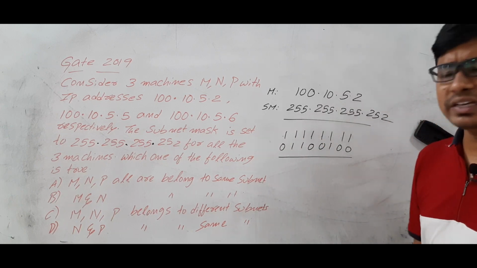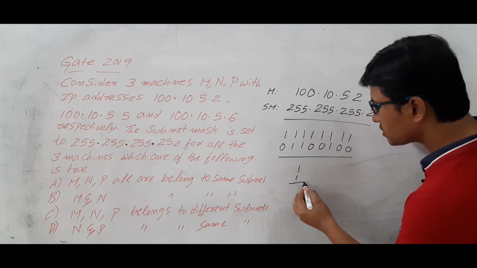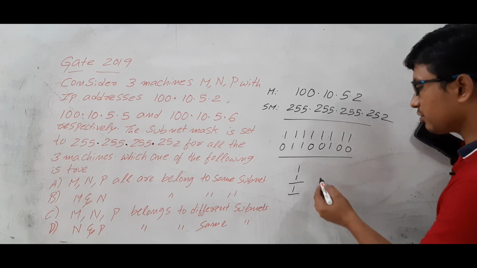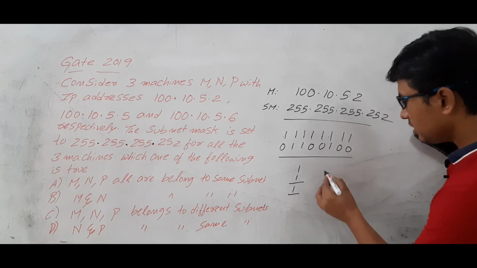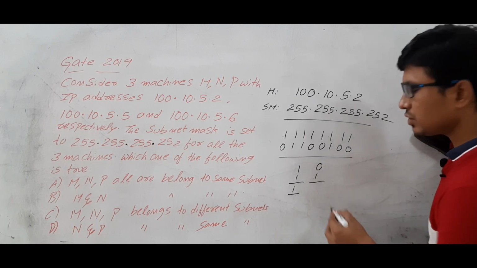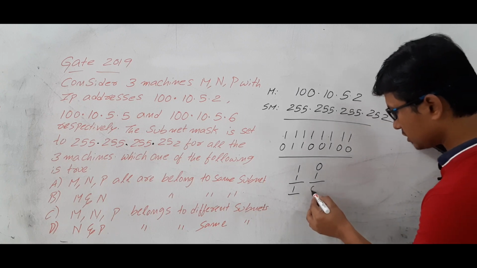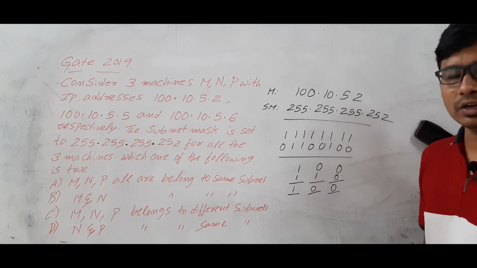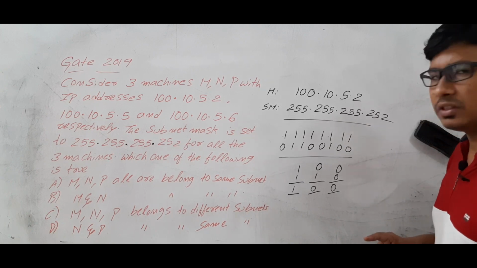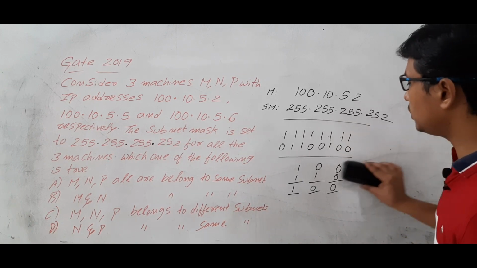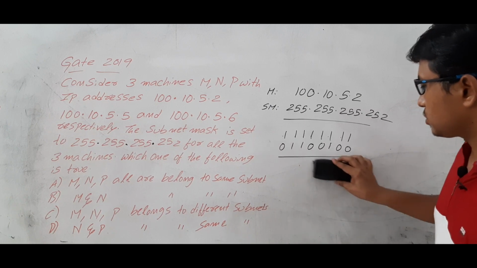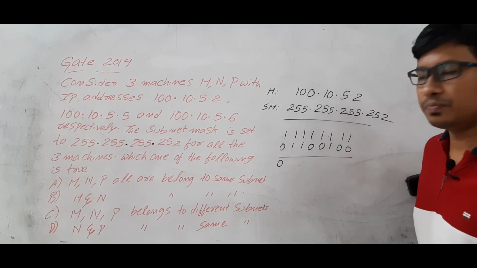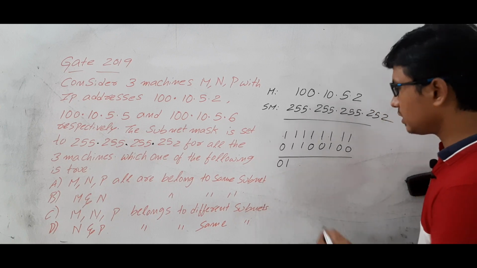Now what is bitwise AND? If both the inputs are 1, then only you will get the output as 1. Otherwise you will get 0. Otherwise means if one input is 0 and the other input is 1, you will get 0. If both the inputs are 0, you will get the output also 0. So if you take 1 and 0, you will get 0. 1 and 1, you will get 1.